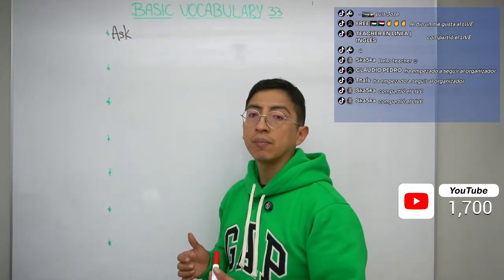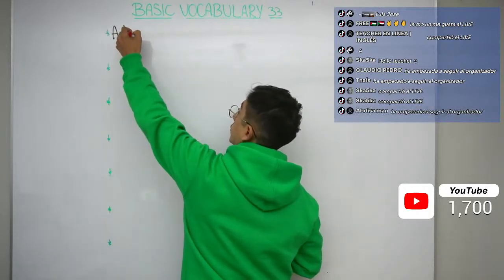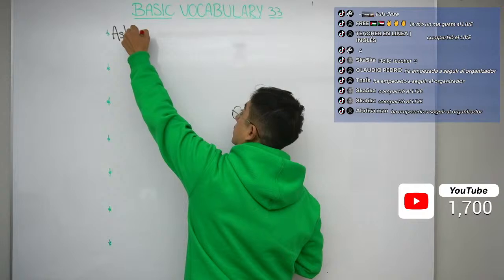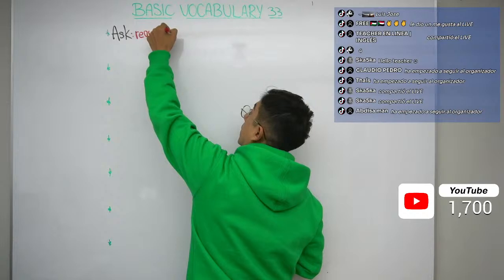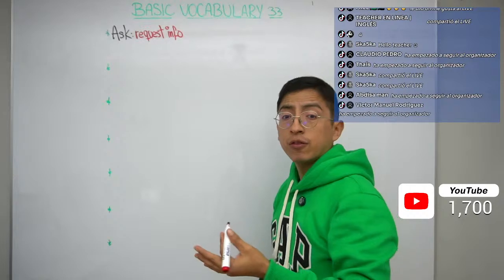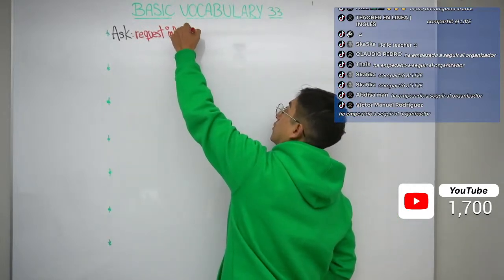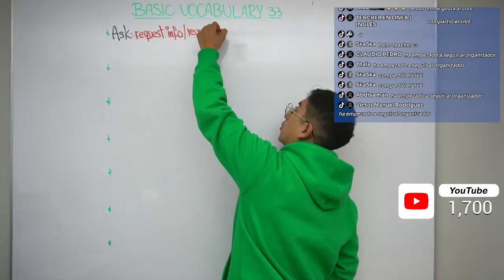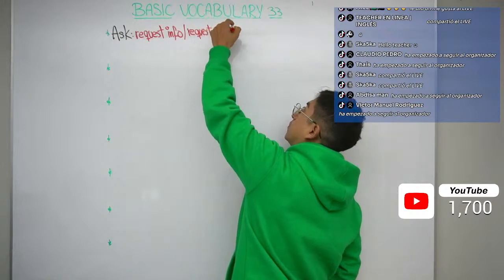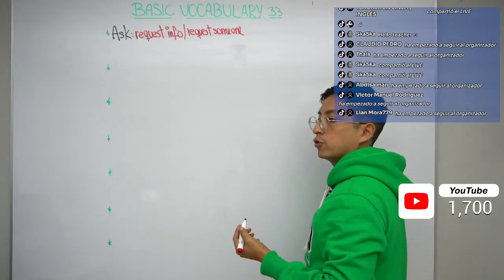What does ask mean, guys? It has two meanings, okay? Number one is to request information. Okay, the first part is to request information. What about the second meaning? It's to request someone, okay, request someone to do something.